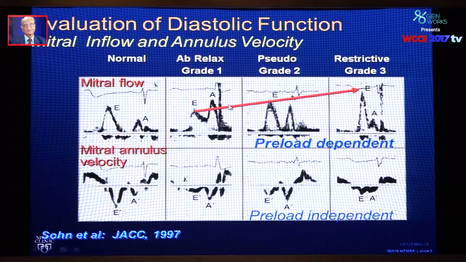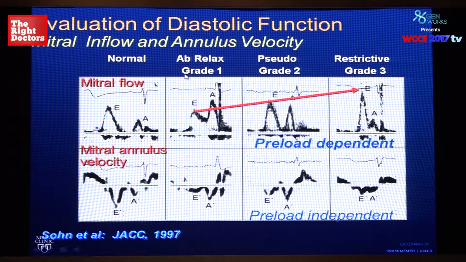But it's important to know that in this particular setting, grade 1 diastolic dysfunction, the main problem is the early diastolic dysfunction with the delayed relaxation, but filling pressure is still normal. Filling pressure is still not elevated.